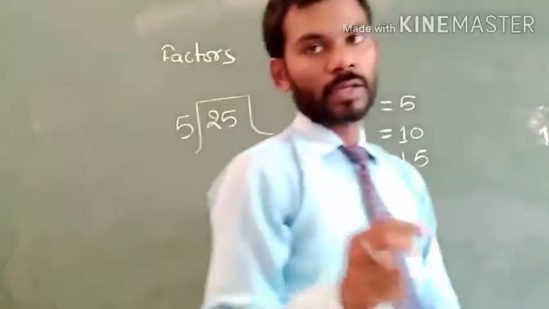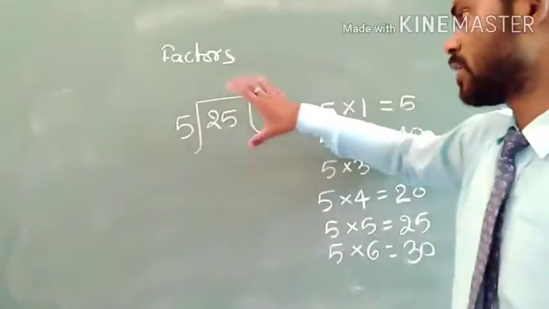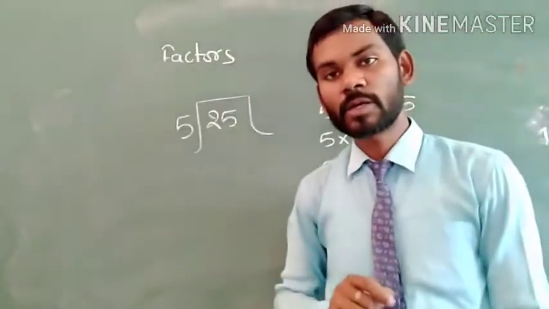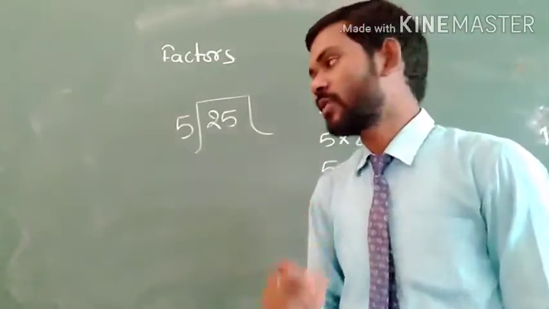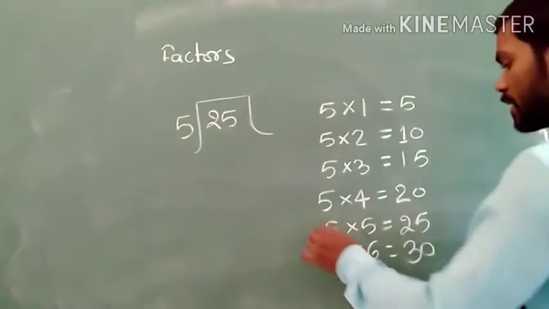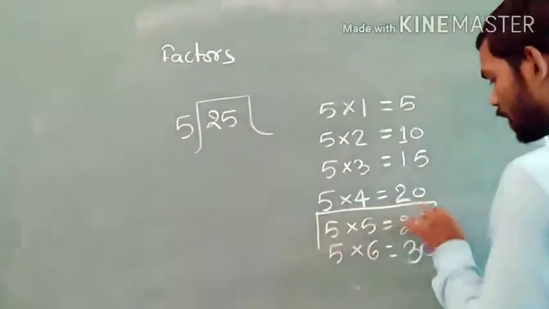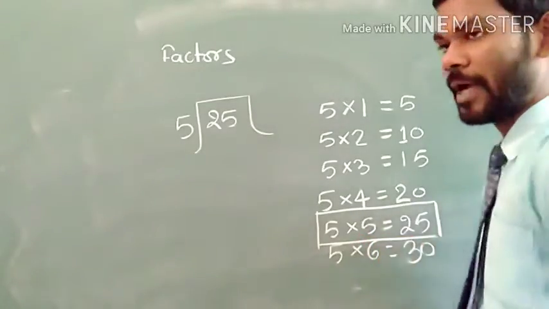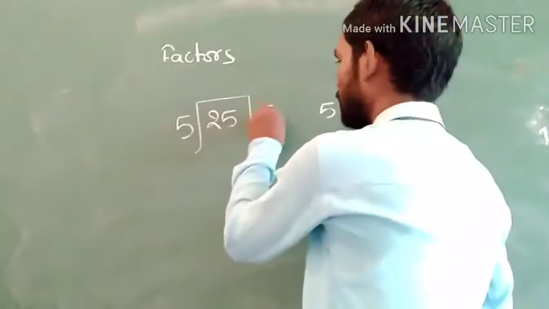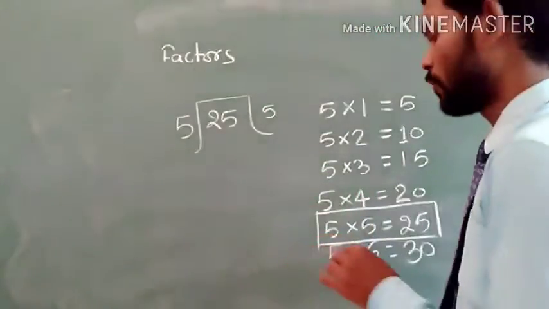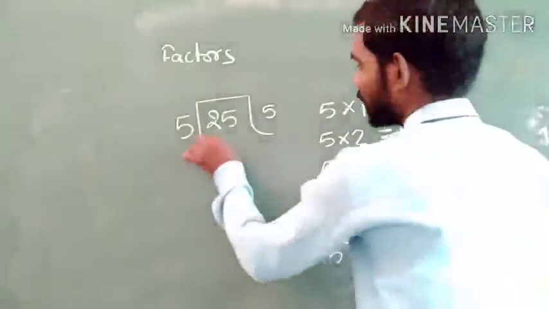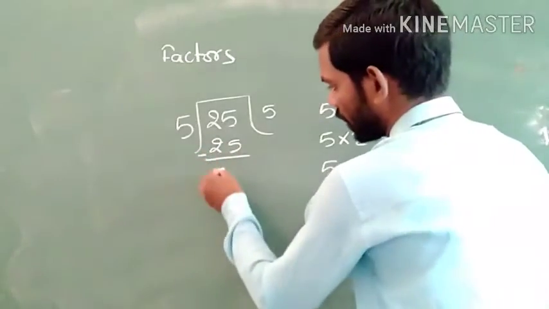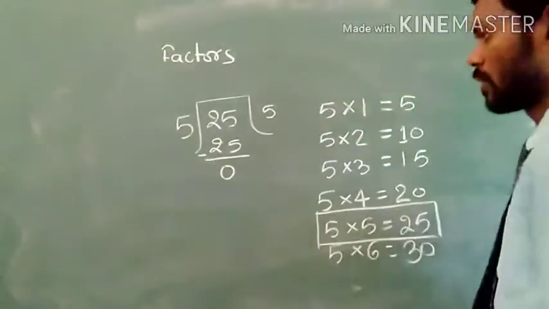So in this question we need to multiply 5 by a number which gives the product 25. Here we can see that when 5 is multiplied by 5, we get the product 25. So here we get the remainder as 0.